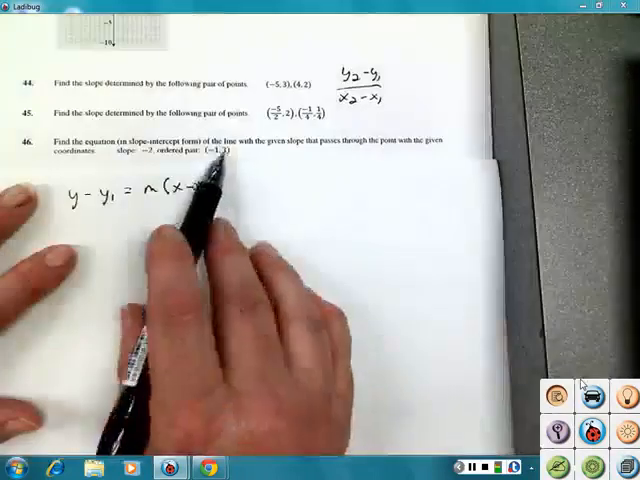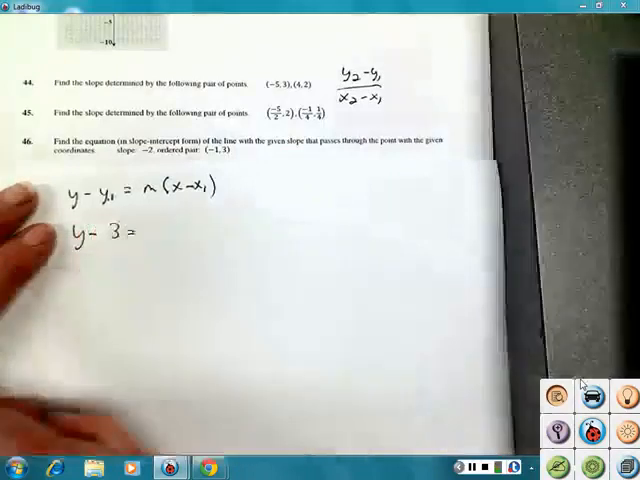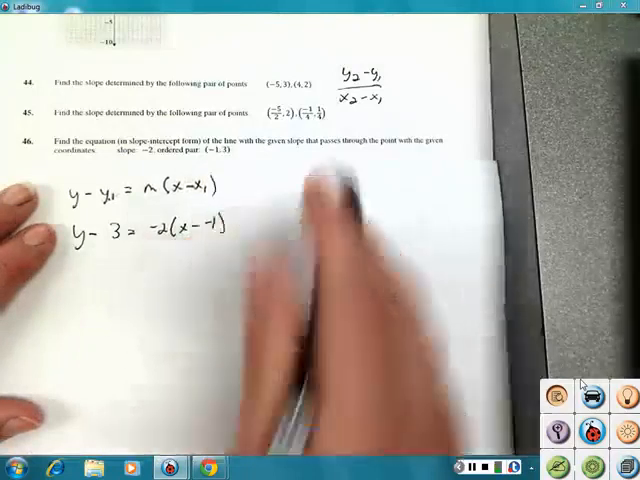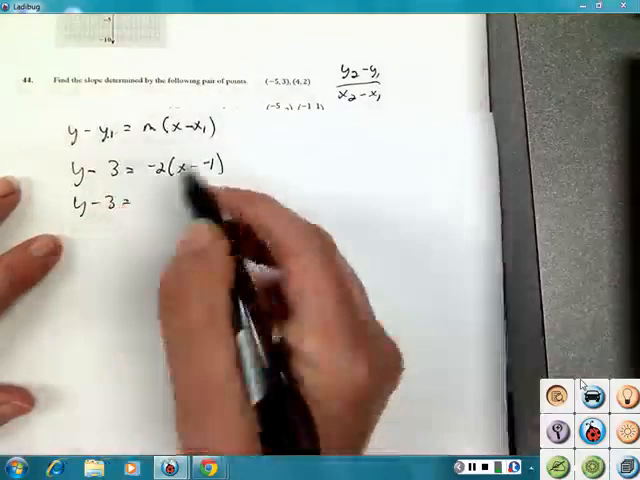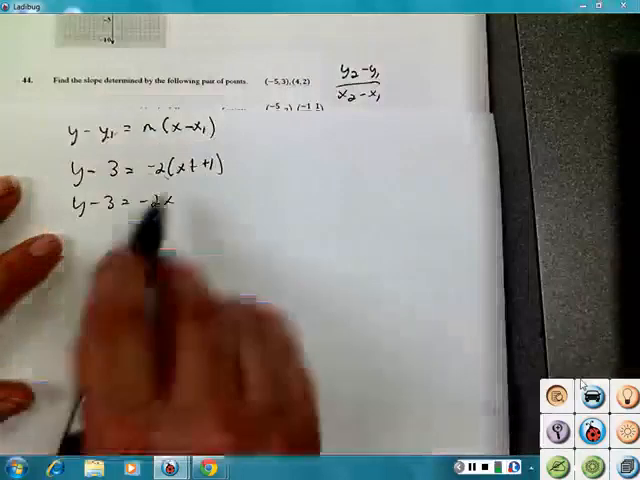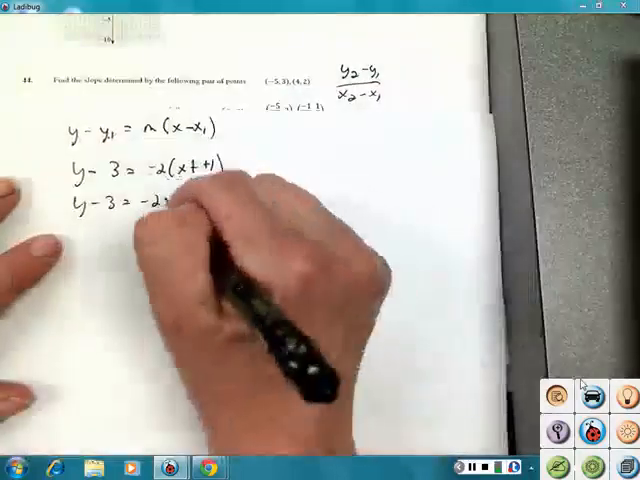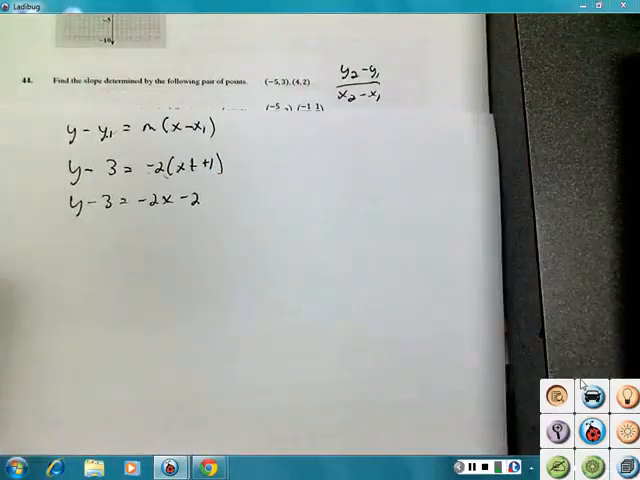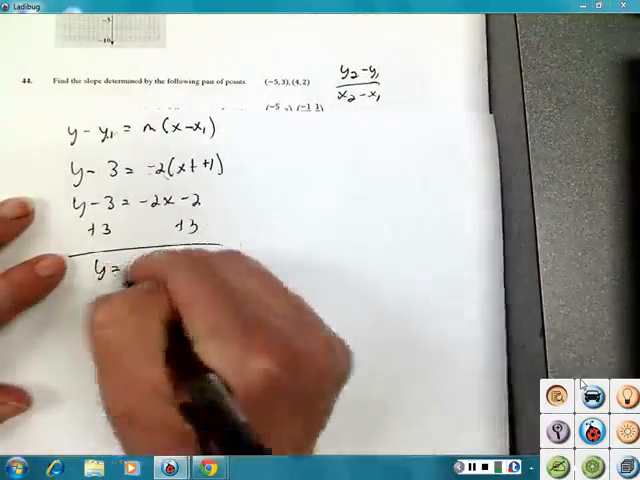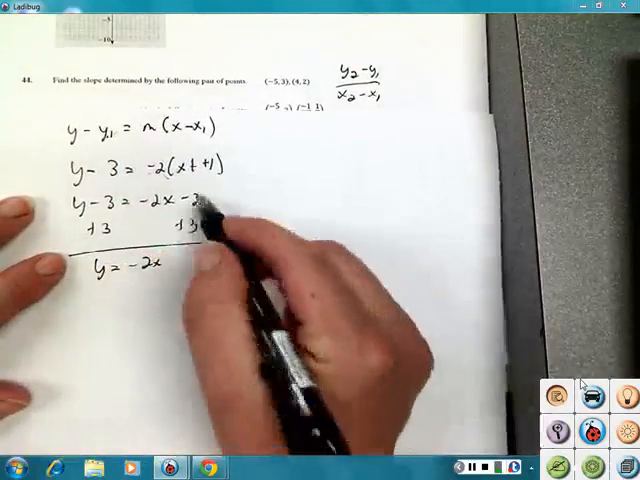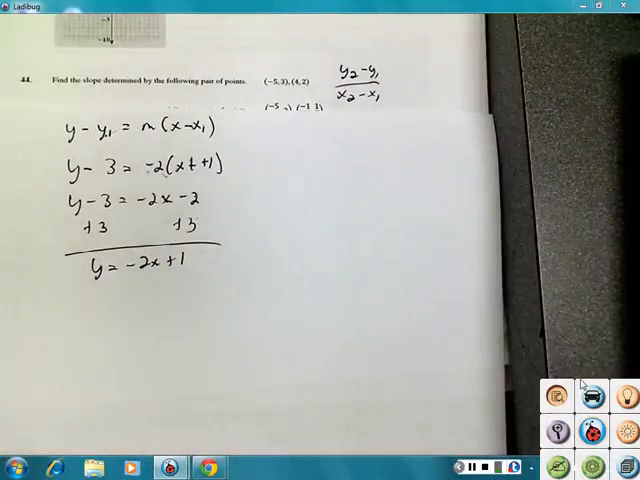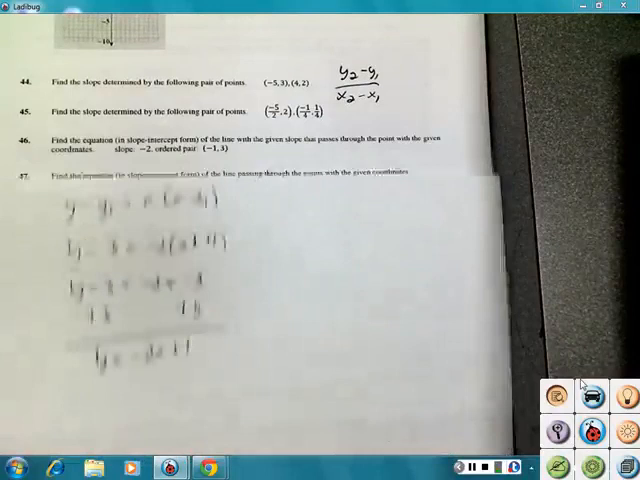So plug them in. I'm going to put Y in where Y1's at. So Y minus 3 is equal to slope negative 2 times X minus a negative 1. So I have Y minus 3 is equal to a negative 2X. This changes, subtraction to addition, the negative changes. So negative 2 times 1 is a negative 2. We okay or not okay? Yeah. Okay. And then add 3. And I find Y is equal to a negative 2X. And if I add these together, I get a plus 1. So that becomes my equation. You're just going through and working out your pieces in there and putting them in place.